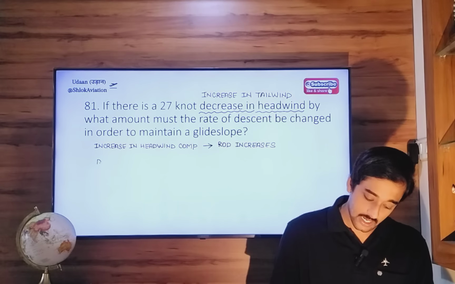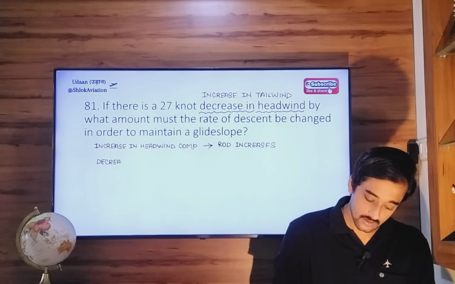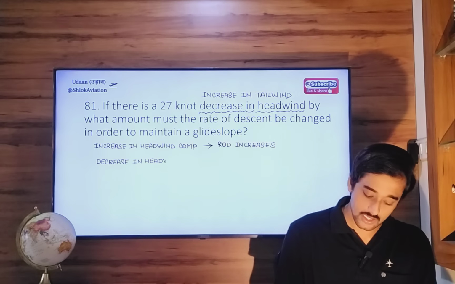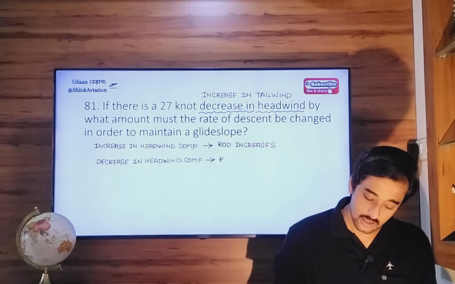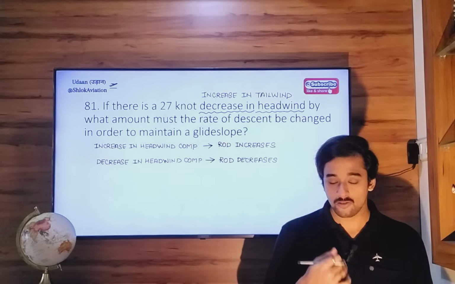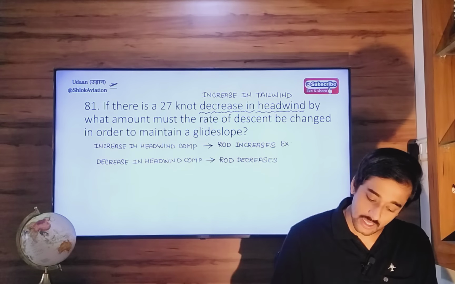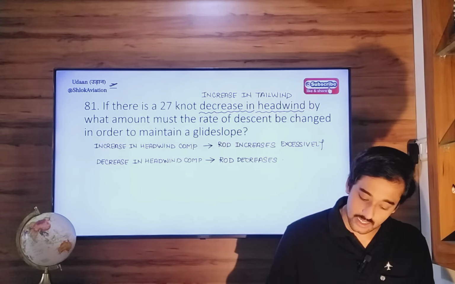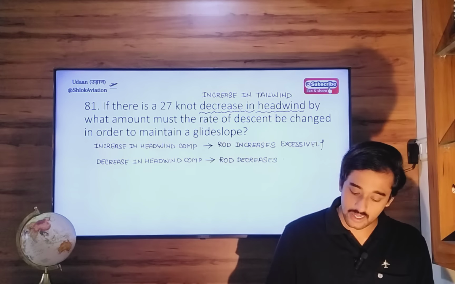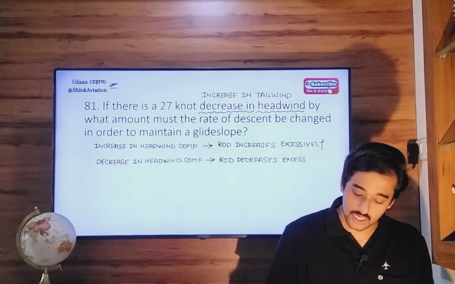Whenever there is a decrease in headwind component, the rate of descent decreases. Rate of descent decreases. So with an increase in headwind component, the rate of descent increases excessively, more than required, and in case of a decrease or reduction in headwind component, the rate of descent decreases, again excessively, less than what is required.